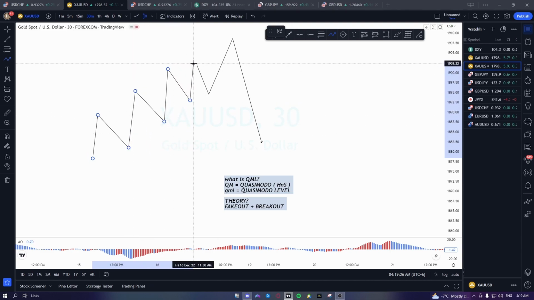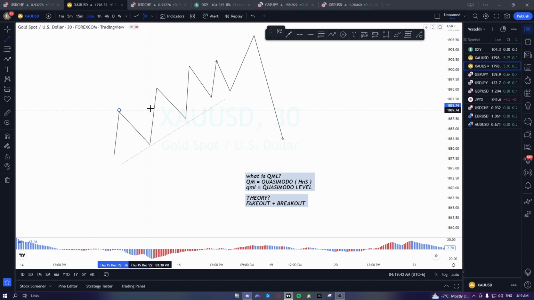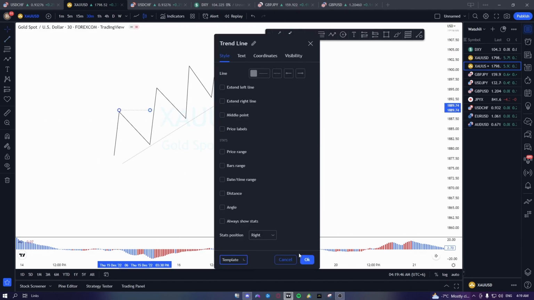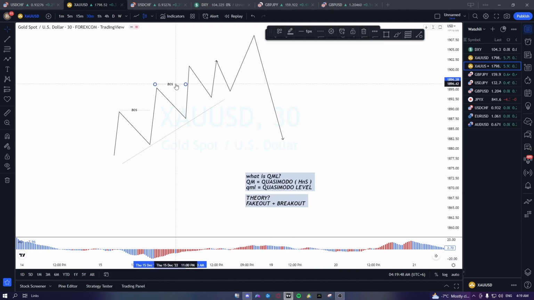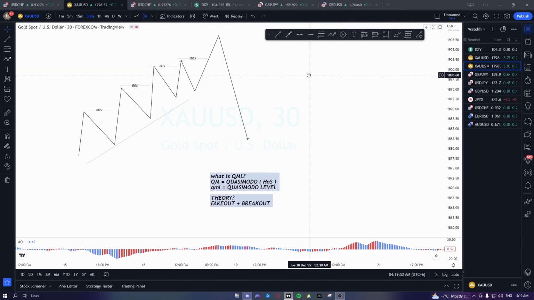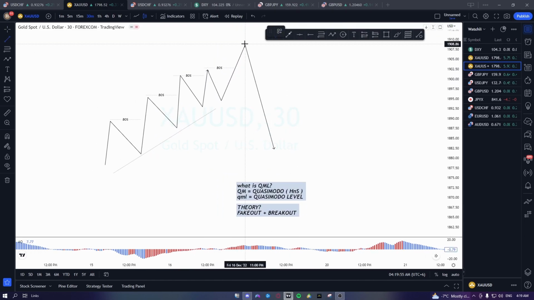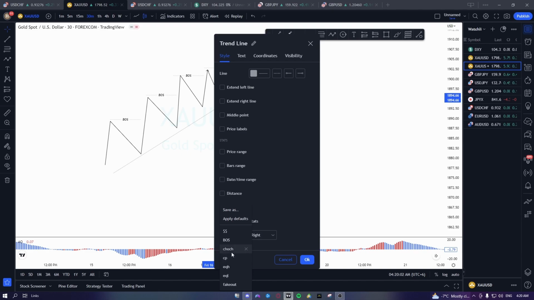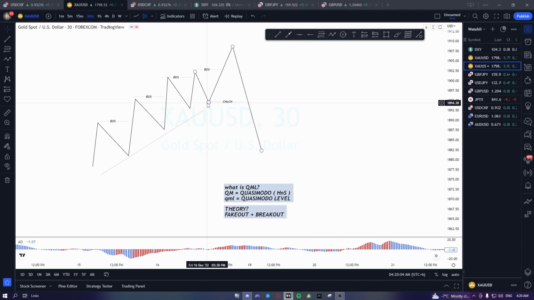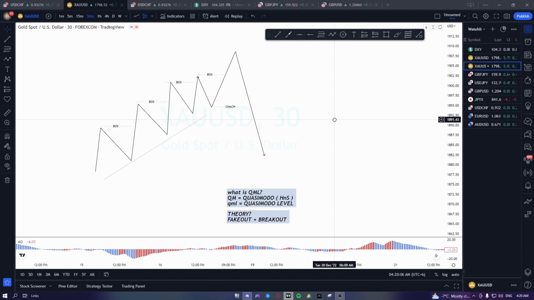Let's look at it in a basic market structure. It's making an uptrend, creating a lot of breakout structure, multiple BOS, and then what happens after is it breaks another structure, the previous low, making change of character.